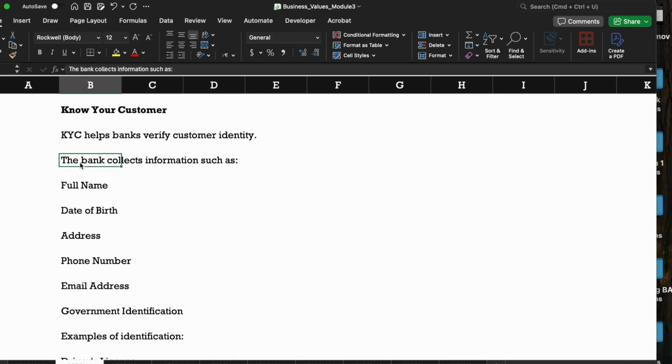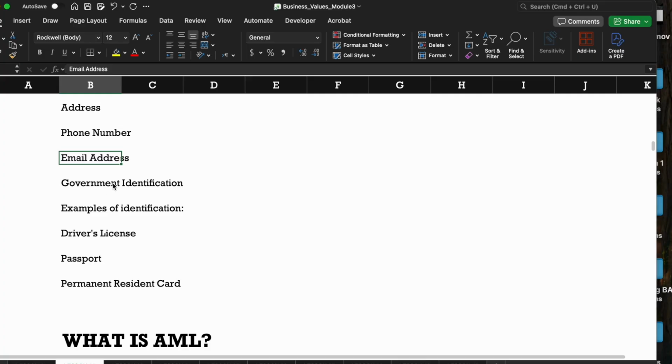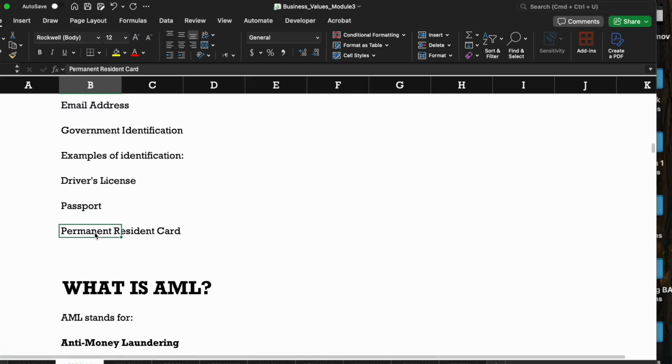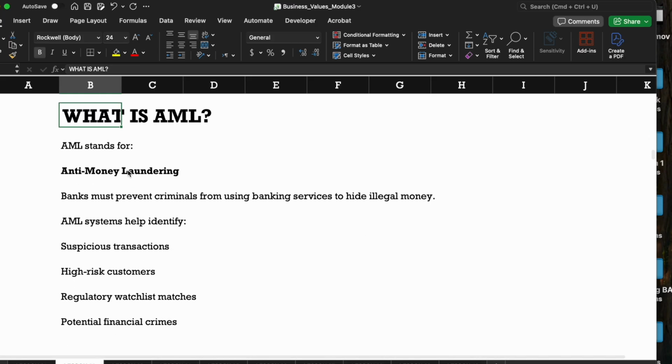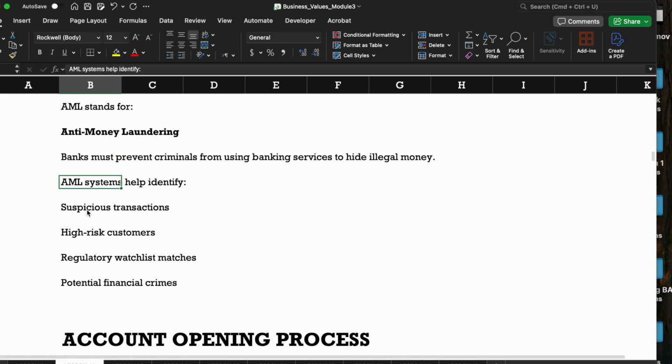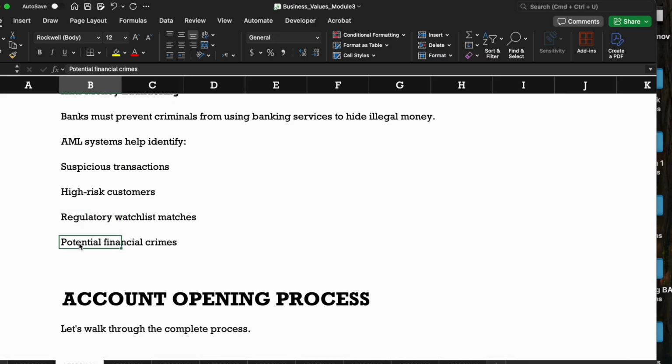The bank collects information such as full name, date of birth, address, phone number, email address, and government identification, for example driving license, passport, permanent resident card. What is AML? AML stands for anti-money laundering. Banks must prevent criminals from using banking services to hide illegal money. AML systems help identify suspicious transactions, high-risk customers, regulatory watch list matches, and potential financial crimes.